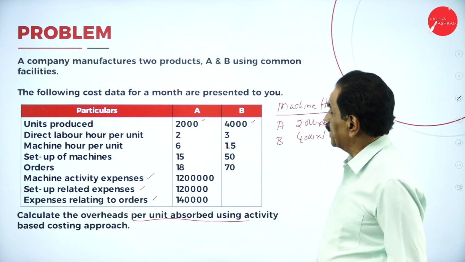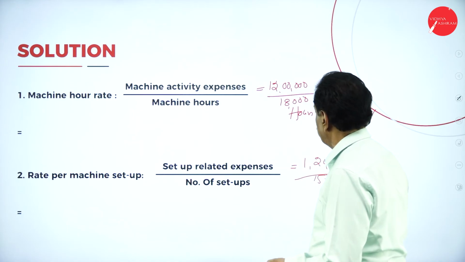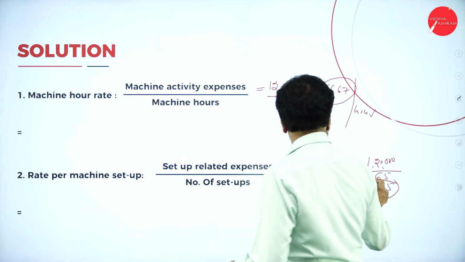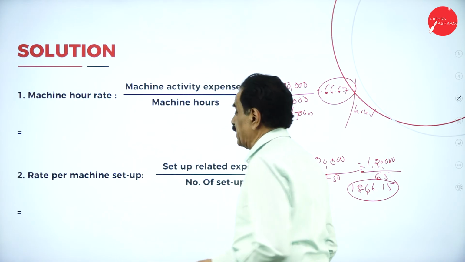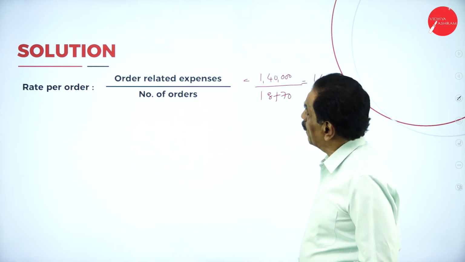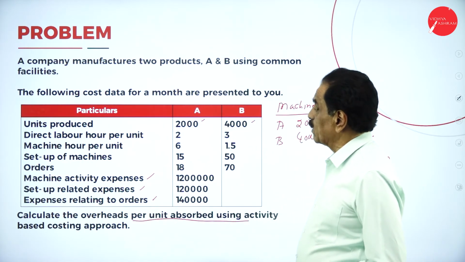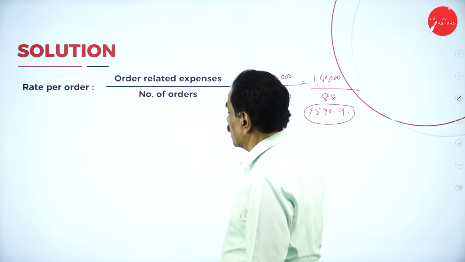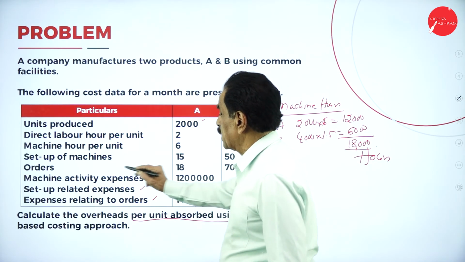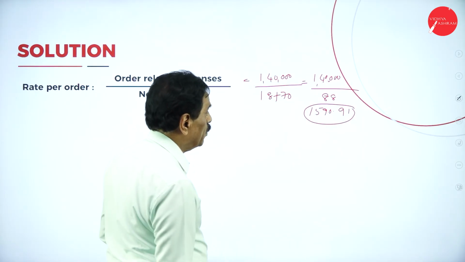Come back to setup related: 15 plus 50 is 65. 1 lakh 20,000 divided by 65 is 1846.15. Next, the rate per order related expenditure: they have given 1 lakh 40,000. See the number of orders. Here 18 plus 70 is 88, so 1590.91.